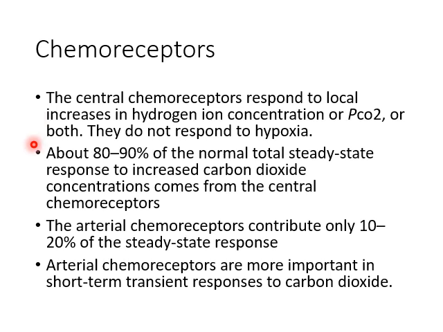And apparently, most of the responses for the steady state, or the continuous adjustment to maintain a steady state level of breathing and maintain adequate amount of oxygen intake and adequate amount of elimination of carbon dioxide, in a sense, most of the control is mediated through the central chemoreceptors, about 80 to 90%. Now, the arterial chemoreceptors contribute about 10 to 20% of the steady state response of our control of breathing. So most of the control apparently is a function of the central chemoreceptors. And also, it seems that the response of the peripheral chemoreceptors or the arterial chemoreceptors is important in the short term, the transient response to carbon dioxide.